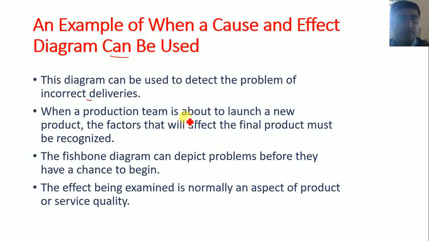When a production team is about to launch a new product, the factors that will affect the final product must be recognized with the help of this root cause analysis, or fishbone analysis. The fishbone diagram can depict problems before they have a chance to begin. And the effect being examined is normally an aspect of the product, or we can say the service quality.